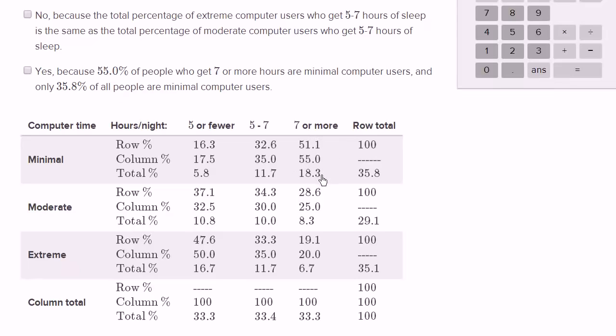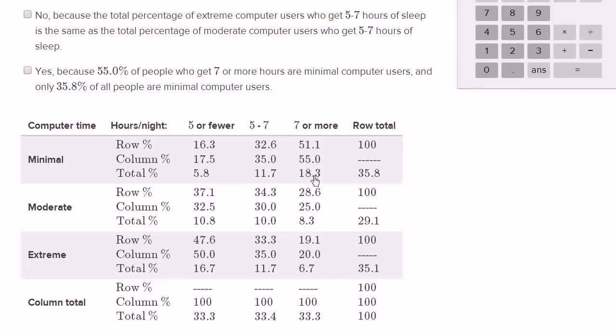And there's a couple of ways to read this. So you could say that 51% of minimal computer users get 7 or more hours of sleep. You could say that of the people who get 7 or more hours of sleep, 55% are minimal computer users. And of course, this one just says that minimal computer users who get 7 or more hours of sleep represent 18.3% of all of the people who were surveyed.